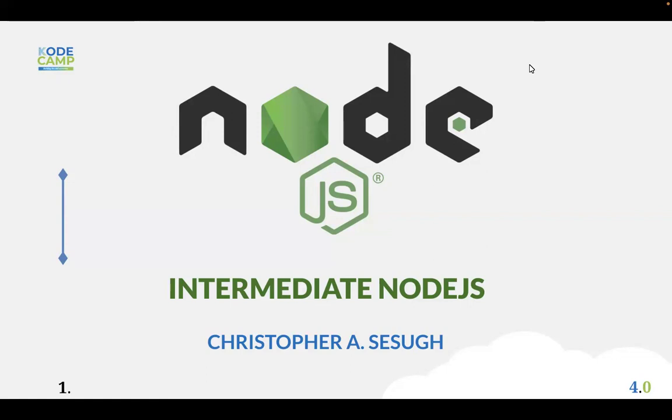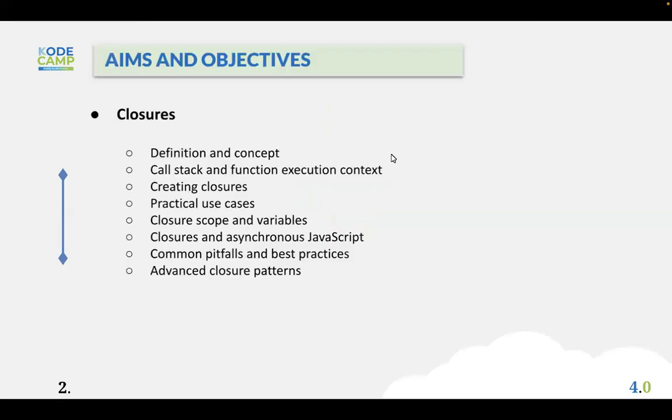So let's begin by knowing how the whole course, the whole thing is structured. Before we begin, today our aims and objectives are to understand closures. We are starting with advanced JavaScript concepts, and closures is number one on the list. So the aim is to understand closures, the definition, core stack, and function execution context, so we can understand how closures work under the hood.